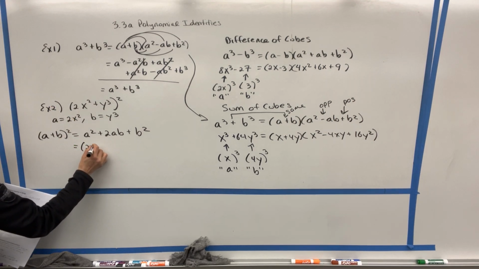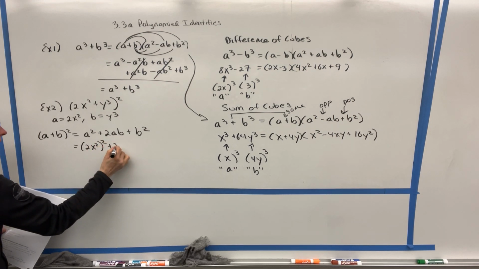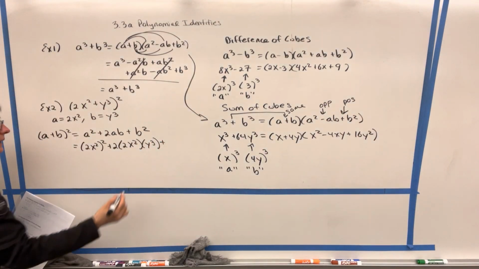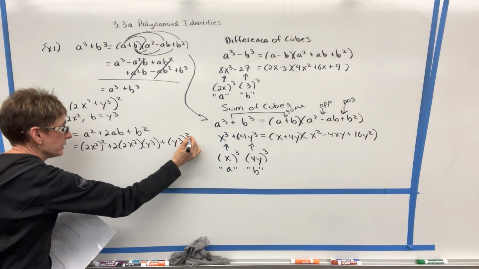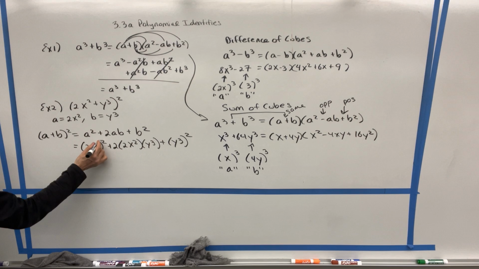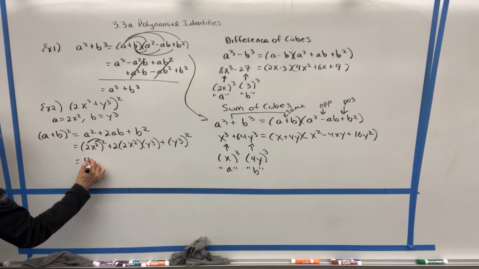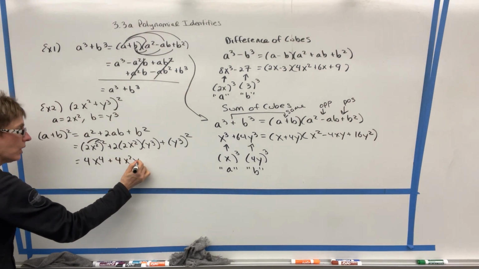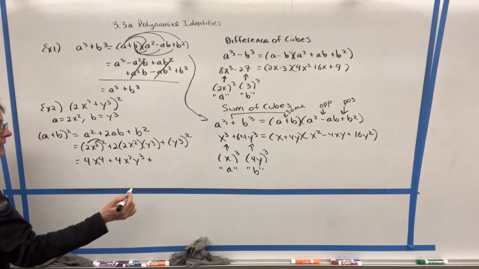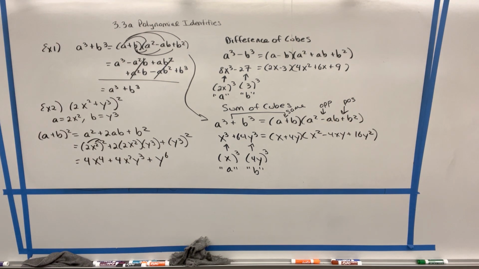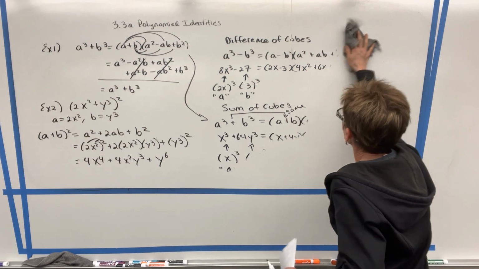So I want to take 2x squared and square it. And then I want to take 2 times 2x squared times y cubed. And then I want to take y cubed squared. So I'm basically just plugging in a and b to the formula. Again, distribute the 2. So that would be 4x to the 4th plus 4x squared y cubed plus, and if we take y cubed and square it, we're going to get y to the 6th. So that's a little bit nasty looking, but it's not as bad as it could be, using the formula that we learned just a minute ago.